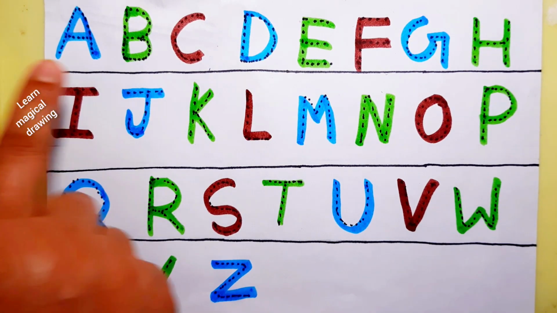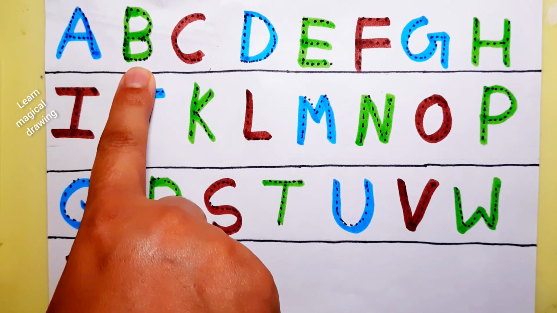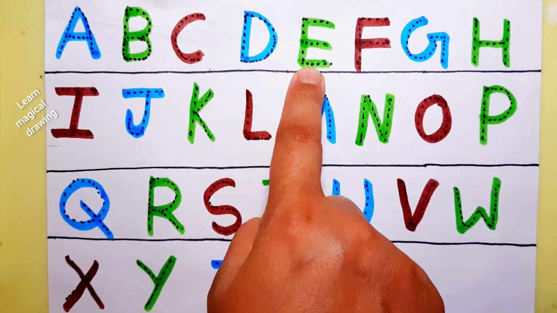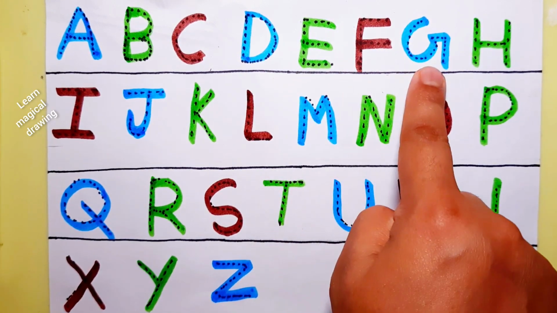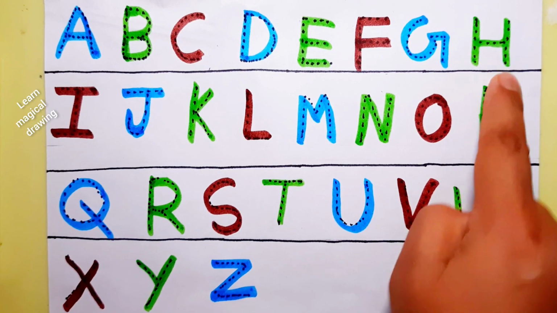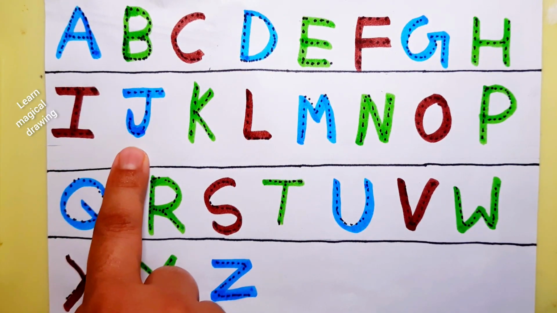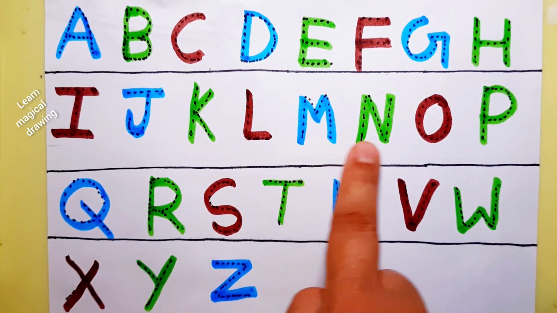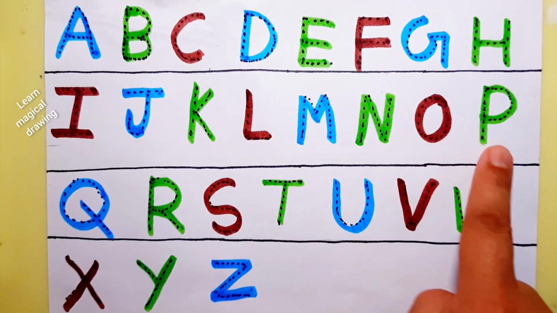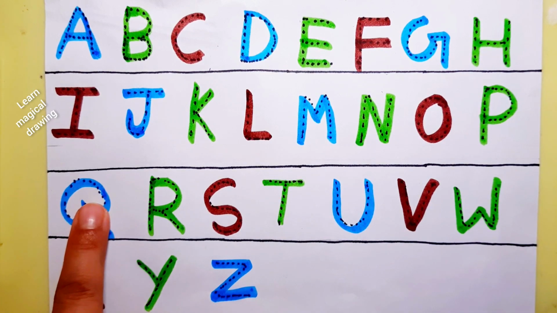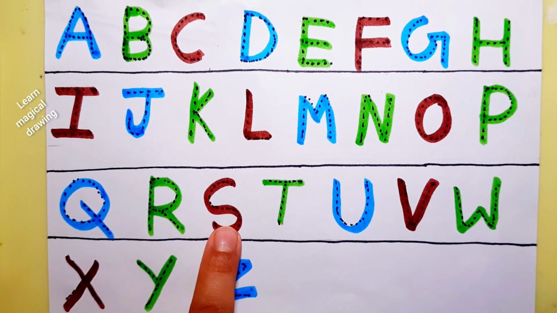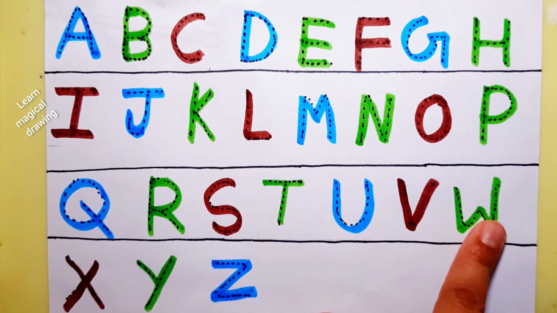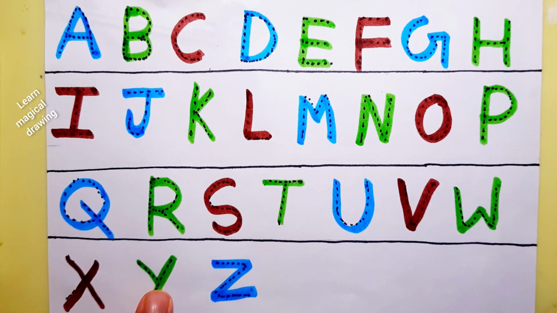Z for zoo. A B C D E F G H I J K L M N O P Q R S T U V W X Y Z.